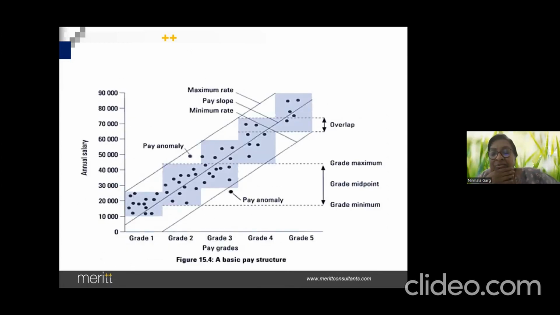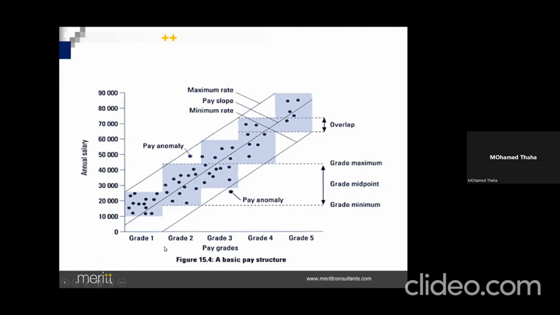Think about your organizations. You will have certain salary bands or certain salary grades. Yes or no? All of you will have level 1, level 2, level 3. For example, look at this picture, a basic pay structure. This is one grade, this is another grade 2, this is grade 3, grade 4 and grade 5. So this picture shows 5 grades.